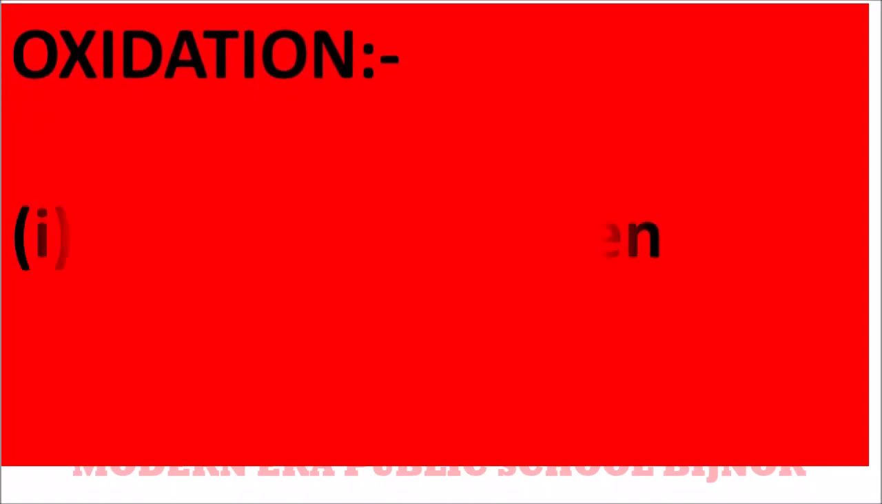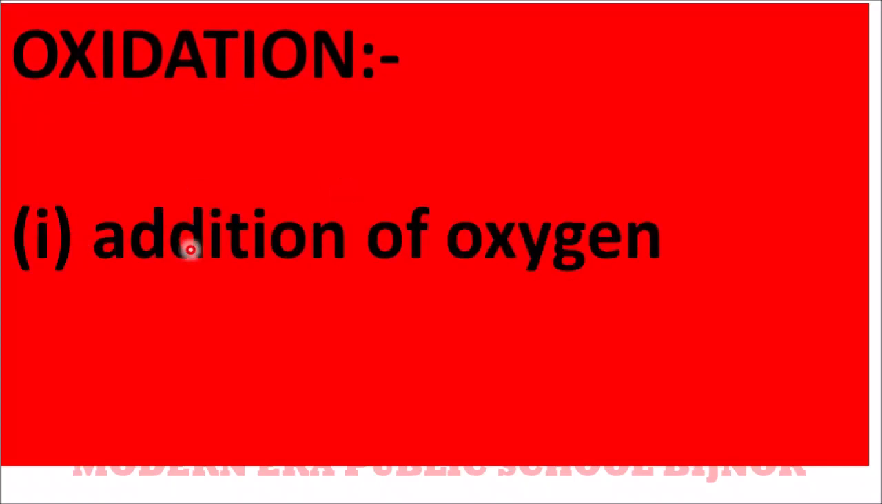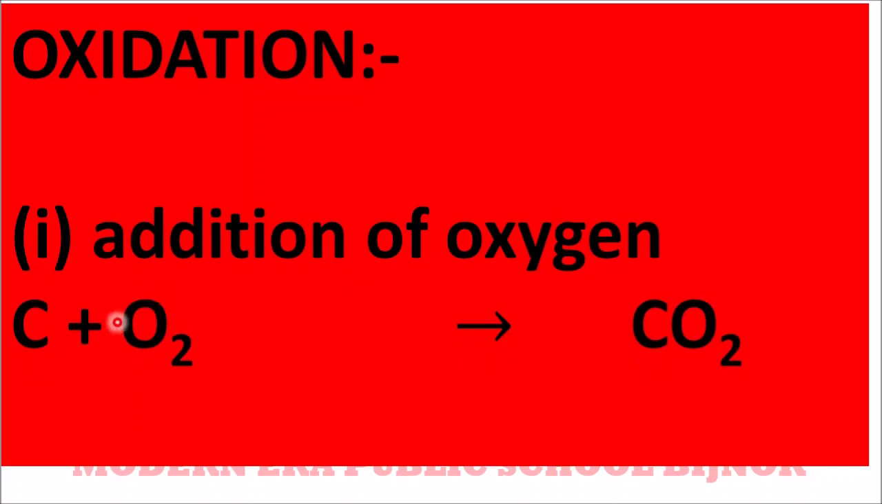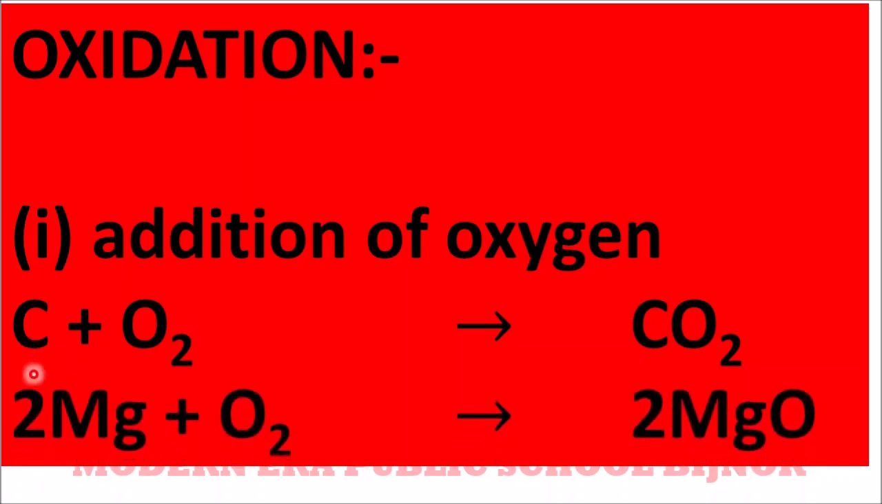Oxidation: when a substance adds oxygen, it is said to be oxidation. For example, carbon gains oxygen and becomes carbon dioxide, so carbon is oxidized after gaining oxygen. Another example, magnesium gains oxygen and becomes magnesium oxide, so magnesium is also said to be oxidized because it is gaining the oxygen element.